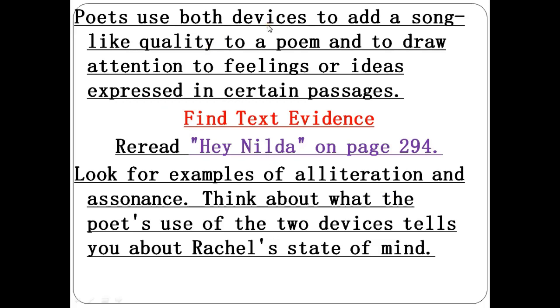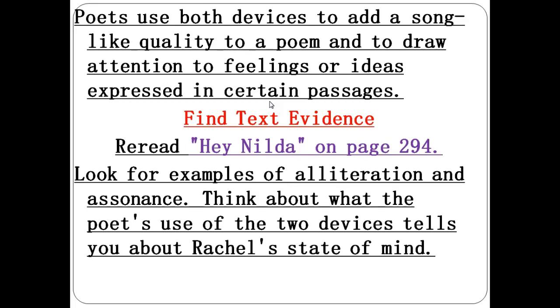Poets use both devices to add a song-like quality to a poem and to draw attention to feelings or ideas expressed in certain passages. Why does the poet need to use these alliteration and assonance?